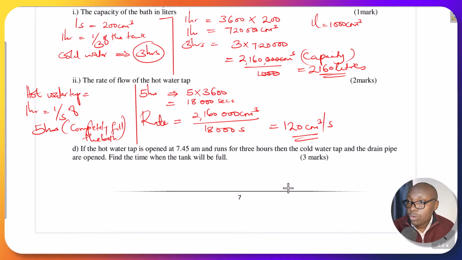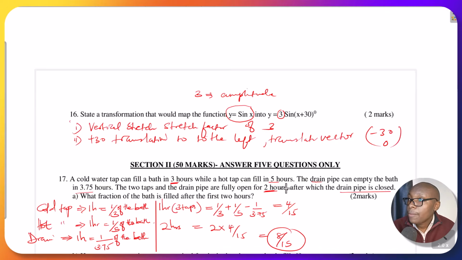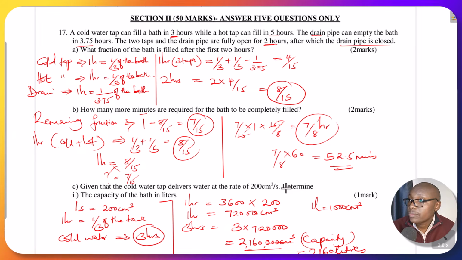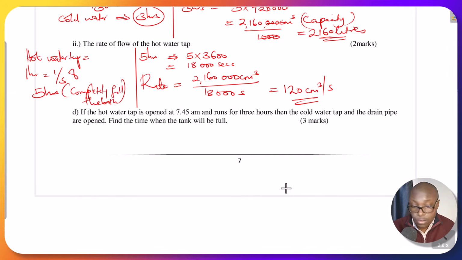If the hot water tap is opened at 7:45 and runs for 3 hours, then the cold water tap and the drain pipe are opened, find the time when the tank will be full. So hot water tap is opened at 7:45 and runs for 3 hours. So we need to know first the fraction filled. So hot water tap, remember it is a hot water tap, in 1 hour it fills 1/5 of the tank. That is the hot water tap.